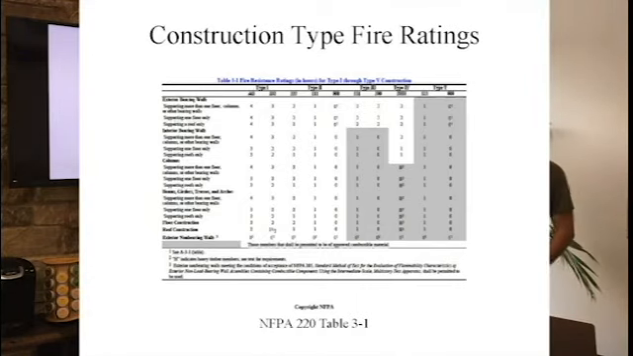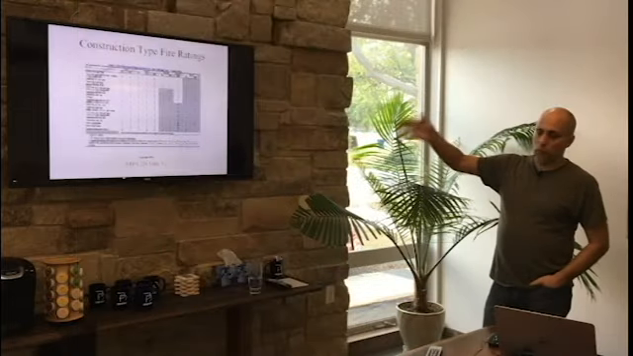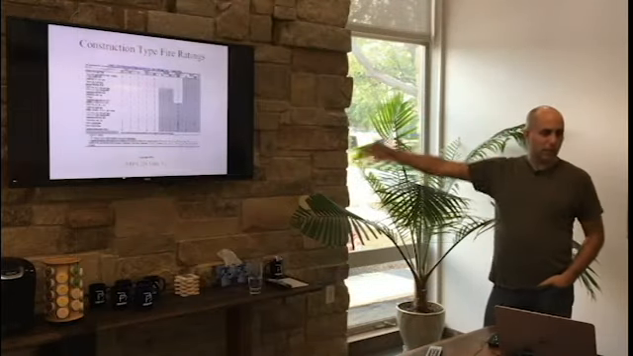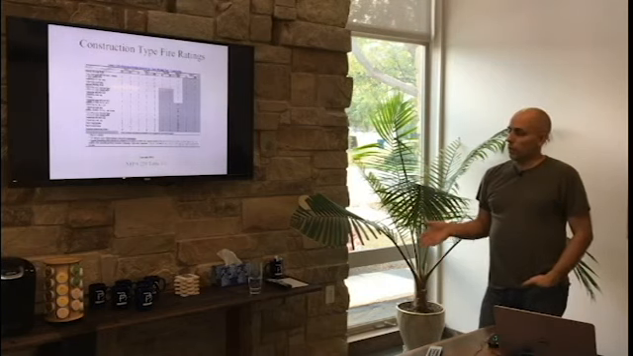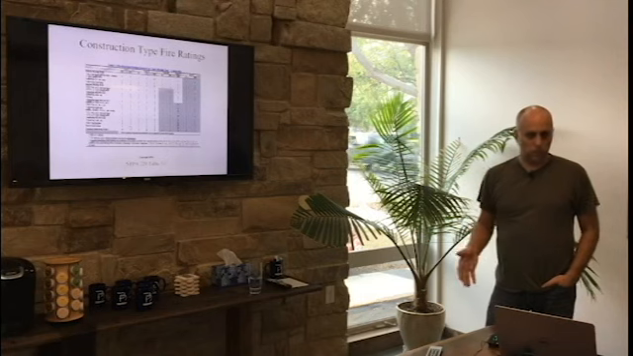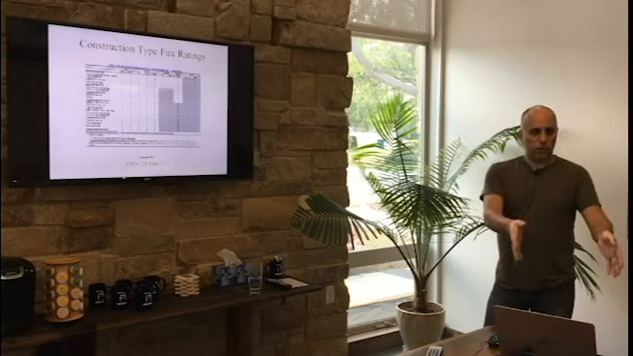In the IBC, it's A and B. They'll use type 5, A and B, type 4, A and B. In NFPA 101, in NFPA 220, they use 111 and 000, and that's how they define them. They're identical. 5A and 5111 are the same thing. So they're both 1 hour, anything under the code.